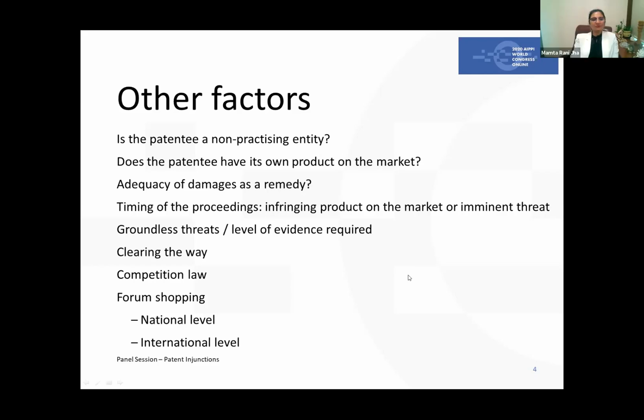Thank you, Koen. So as a final remark, I would like to say in India, which is starkly different from the US, if you are not practicing the patent, you are not working the patent, you will not be entitled to a preliminary injunction, though you will be able to file a suit and your suit will be maintainable. So that's a very, very different position.